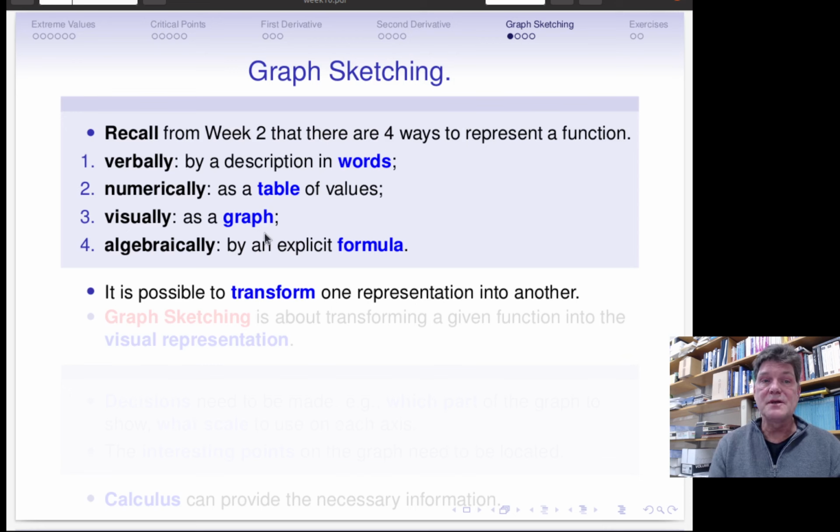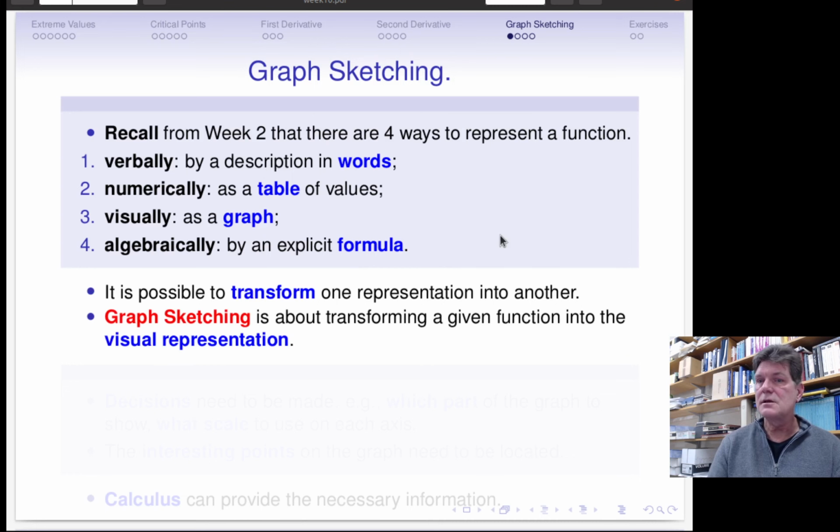From a graph we can read off single values and write them down as a table. From a formula we can compute values and write them down as a table, or other useful transformations. Graph sketching is about transforming a given function into the visual representation. And from all of these: from a verbal description, from a table of values, or from an algebraic formula.